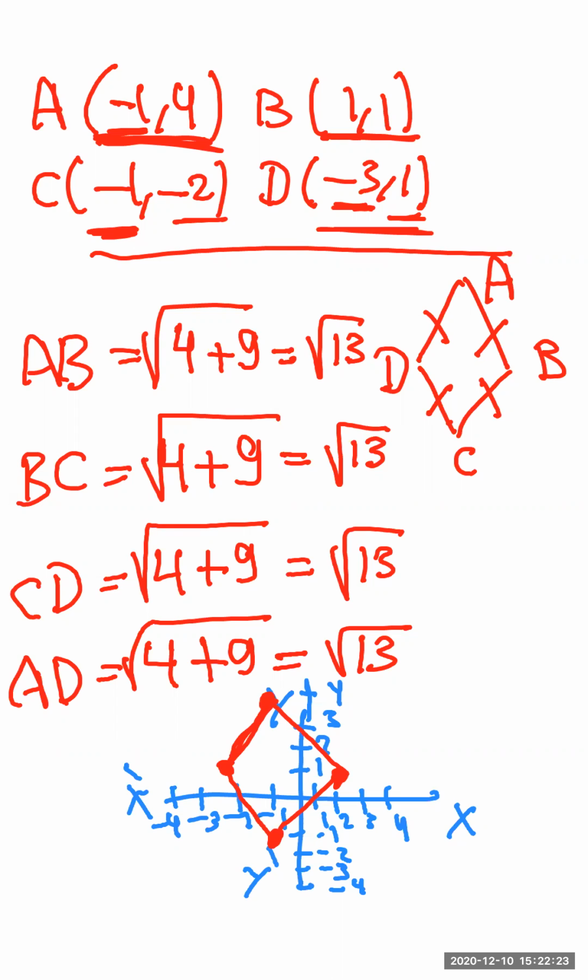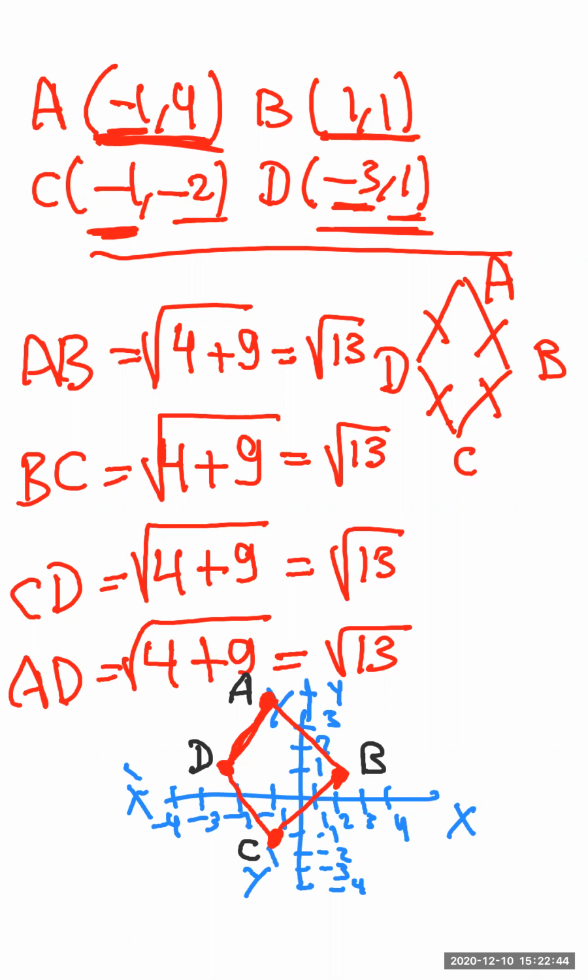So these points now: this one is A, this one is B, this one is C, and this point is D. Okay. Now find the area of this rhombus. How to get the area, guys? How to get the area?